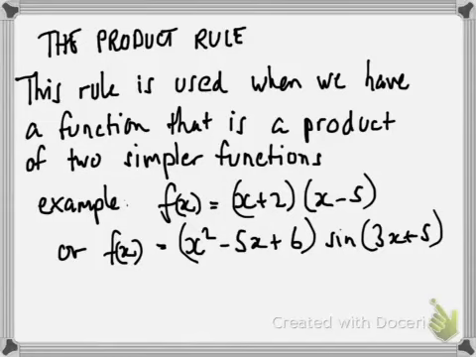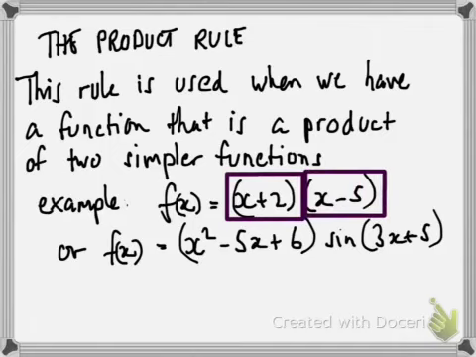This video is about the product rule, and this rule is used when we have a function that is a product of two simpler functions. An example here would be f of x equals (x plus 2)(x minus 5), and we can clearly see there the two separate functions, x plus 2 and x minus 5.